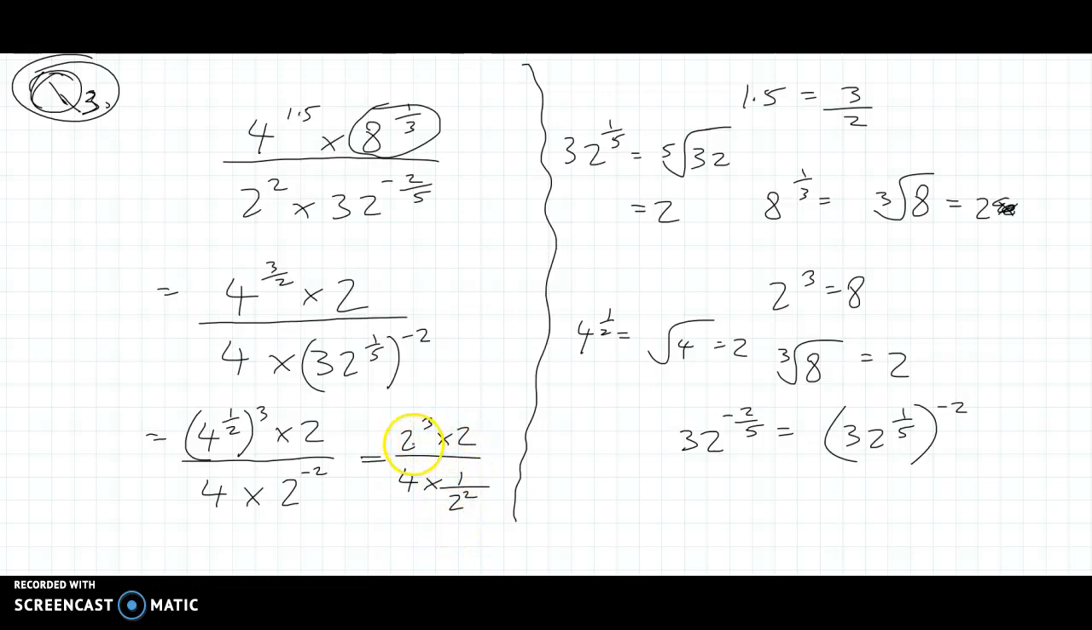So now on top here we have 2 to the power of 3 times 2 to the power of 1. We add them and we get 2 to the power of 4 on top, because the bases are the same, we add the powers. And downstairs here we have 4 times 1 over 4, because 2 squared is 4. You have 4 on the top and a 4 down here when you multiply, and they cancel, so you're left with 1. So you have 2 to the power of 4 over 1. Now 2 to the power of 4 is equal to 16, and that's your answer.